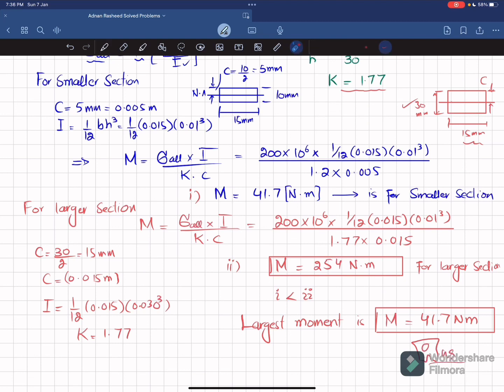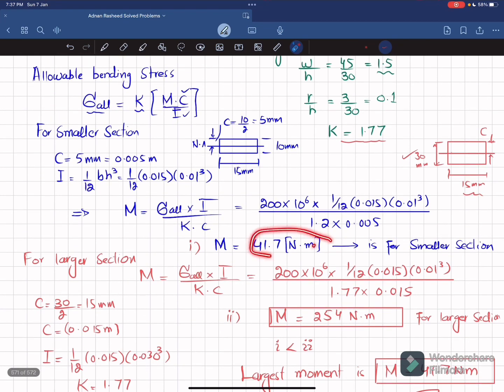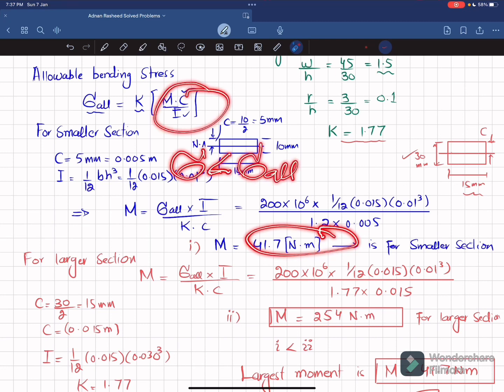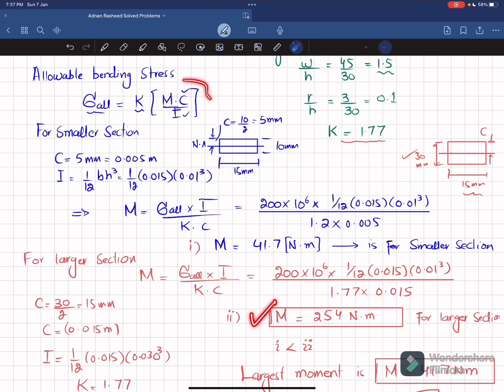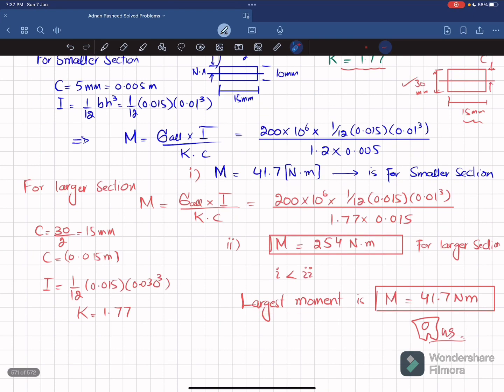Now most of the students ask, since this value is the largest, why we select this value? So answer is that if you take this moment and put it in this formula, you will get the stress, which is less than allowable. And again, if you put this value for the larger section, your stress will be less than the allowable, so it will be safe. What if we use this value in this equation? Your stress will be greater than allowable, so it will fail. Hence we select this smallest value, and that will be the largest moment that can be applied on this system.